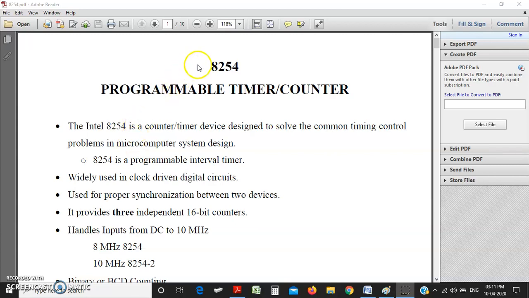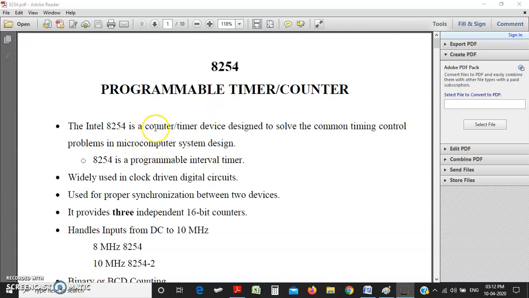Hello students, the topic for discussion is 8254 Programmable Timer or Counter. It is an Intel IC 8254 which is used to provide timing and counting functions. It is programmable because it can be programmed according to the microprocessor to which it is connected or with which it is being used.